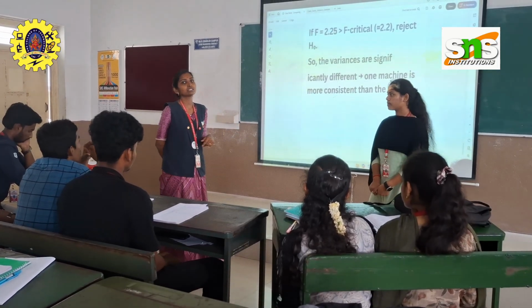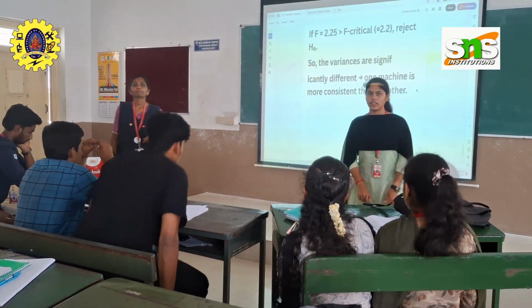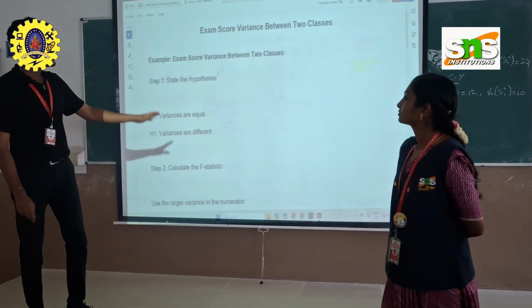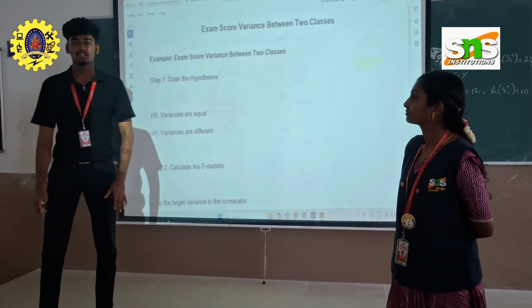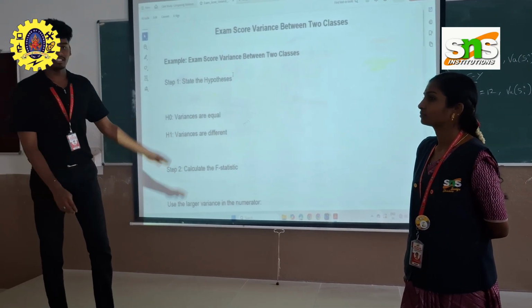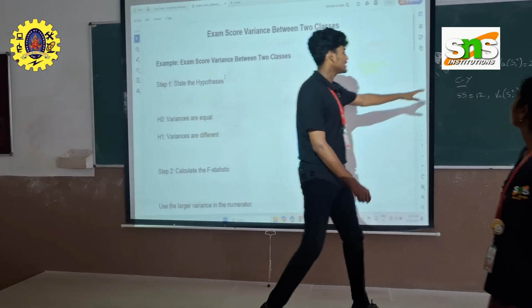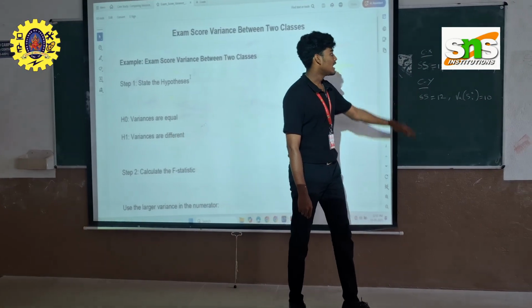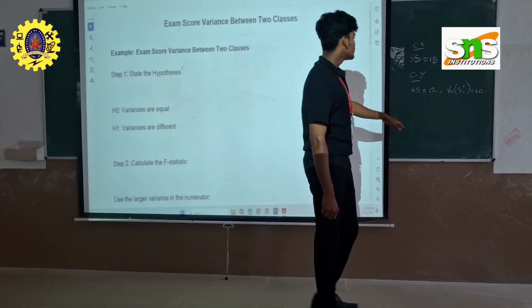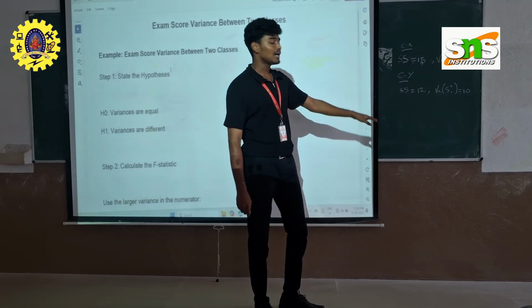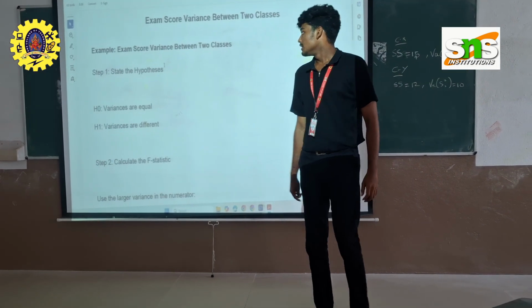We'll have one more case study also. Here we are going to compare two classes' scores, class X and class Y, using F test. For class X, the sample size is 15 and the variance is 25. For class Y, the sample size is 12 and the variance is 10.